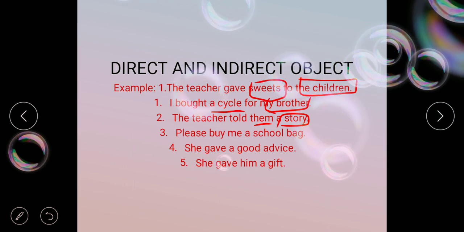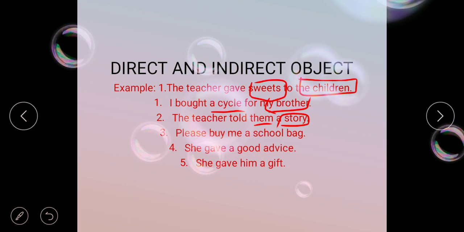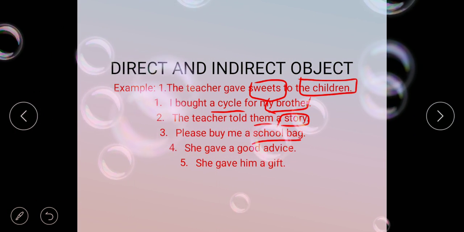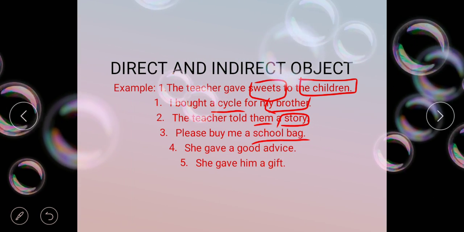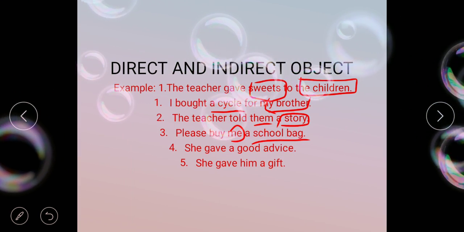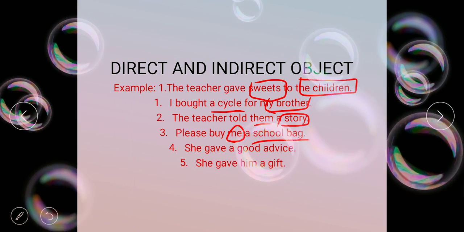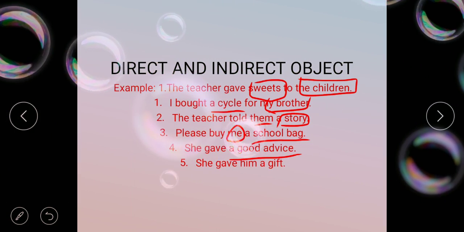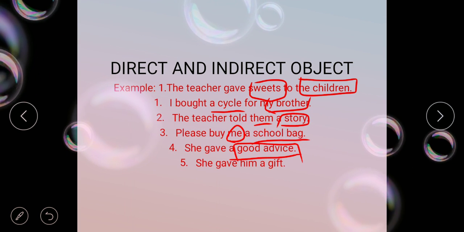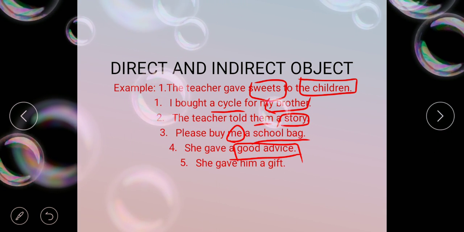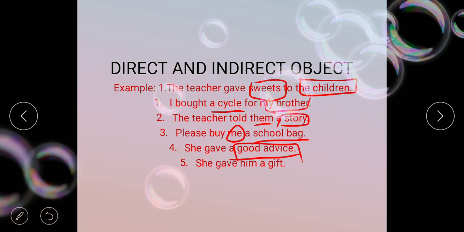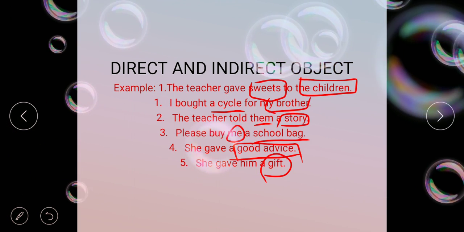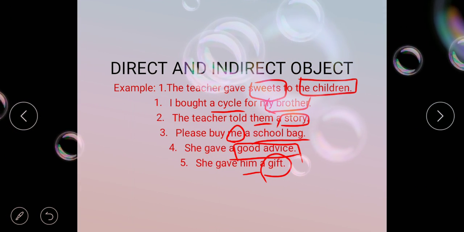Please buy me a school bag. What to buy? A school bag. A school bag is the direct object and me is the indirect object. She gave good advice. She gave. What did she give? Good advice. Good advice is the direct object. She gave him a gift. What did she give? She gave a gift. So a gift is the direct object and him is the indirect object.